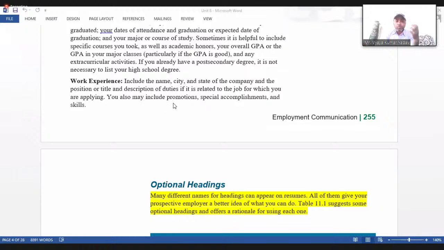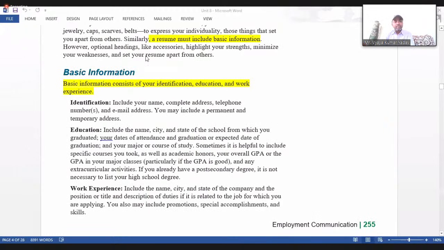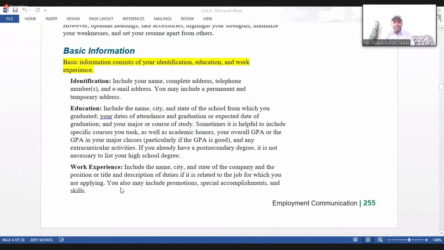You also may include promotions and special accomplishments and skills. So, had you been promoted in a company? Did you get any promotion in the company? You mention that also. A special accomplishment, that is, if you have been awarded anything, that also you can mention, and skills. These are the things you can mention in basic information. Okay, all these are basic information in a resume.